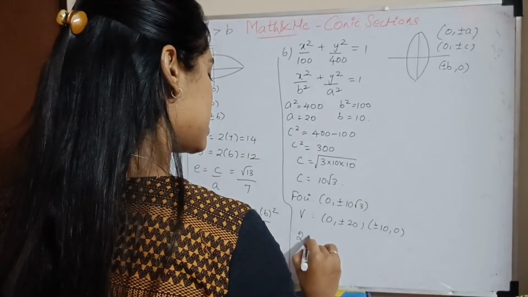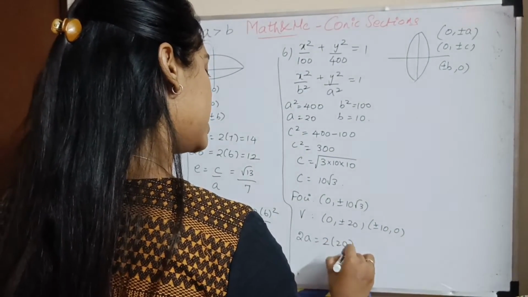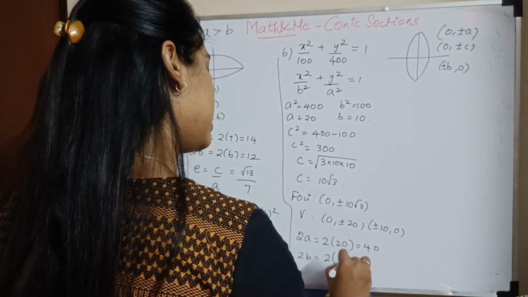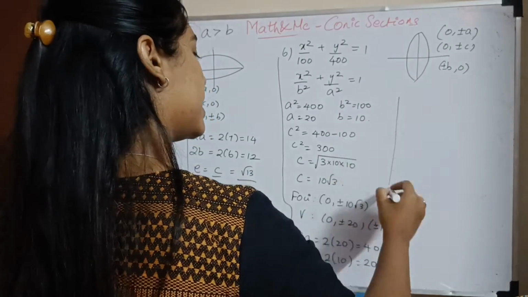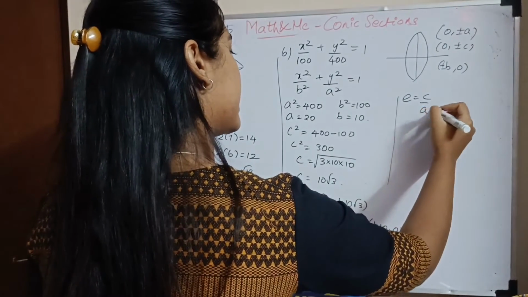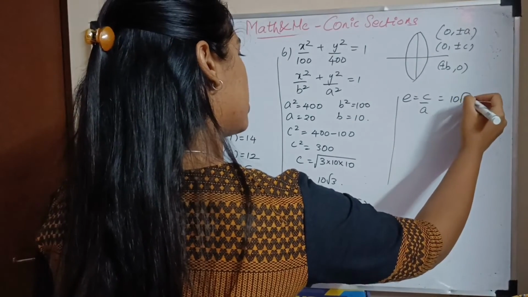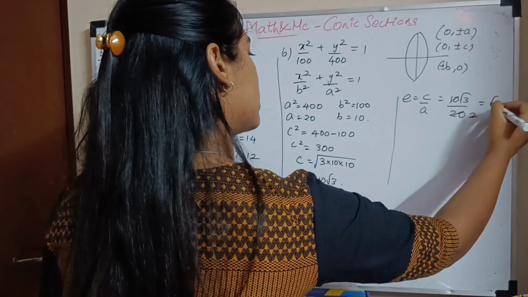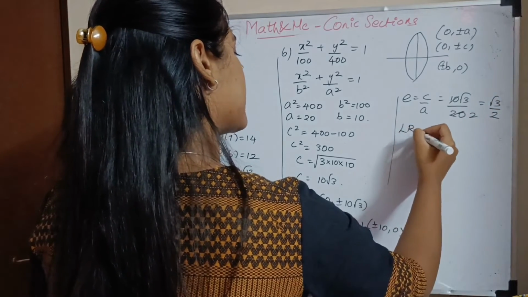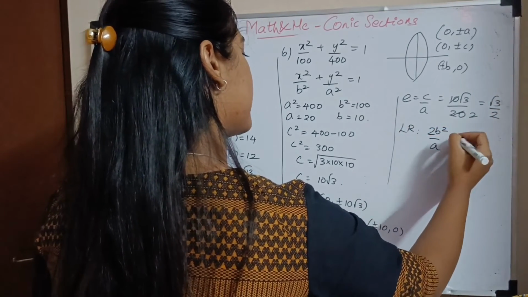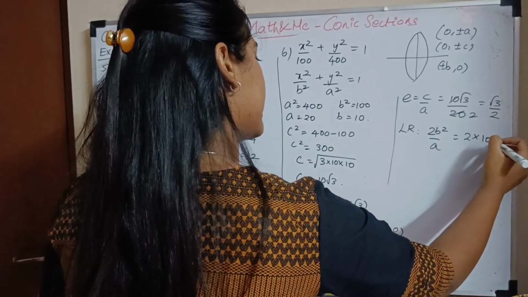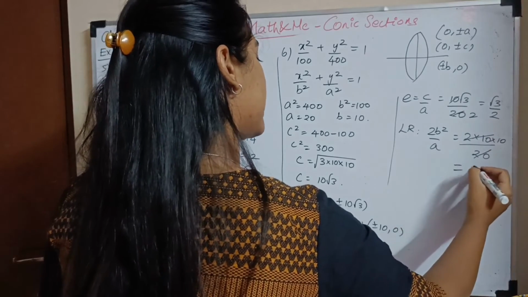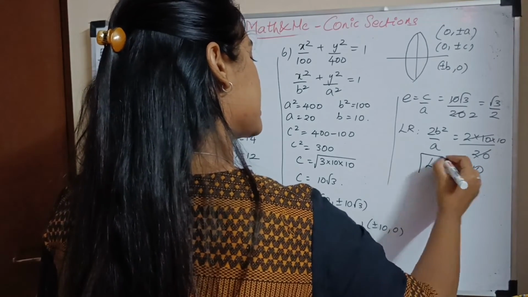Length of the major axis is 2a, which is 2 times 20, 40. Length of the minor axis is 2b, which is 2 times 10, 20. Eccentricity equals c by a, which is 10 root 3 divided by 20. 10 and 20 cancel out. So I have root 3 divided by 2. Length of the latus rectum is 2b square divided by a, which is 2 into 10 into 10 divided by 20. 2 into 10, 20 cancels out. So length of the latus rectum is 10.